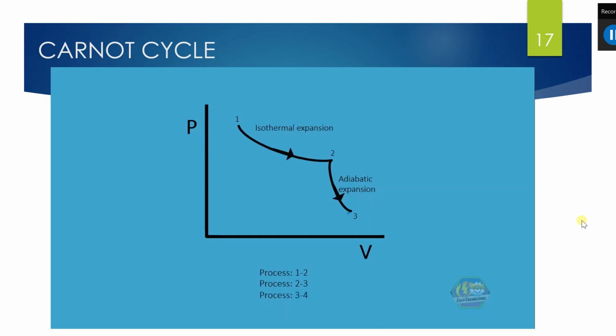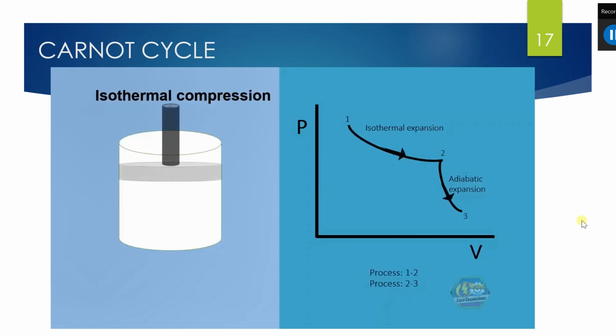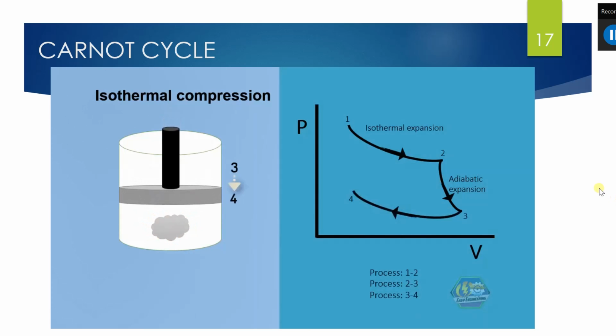Third process is the isothermal compression. By compression, it means volume is decreased and as a result, pressure increases. In this process, heat energy from the gas is transferred into the heat sink.